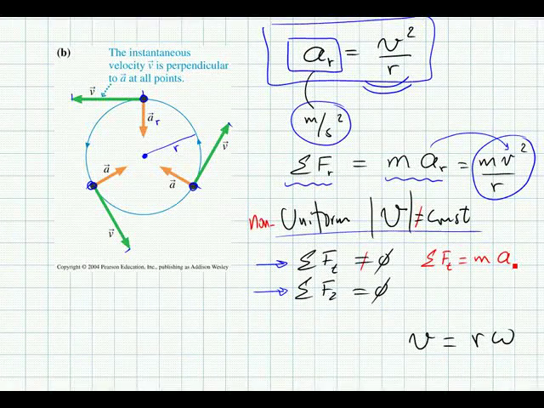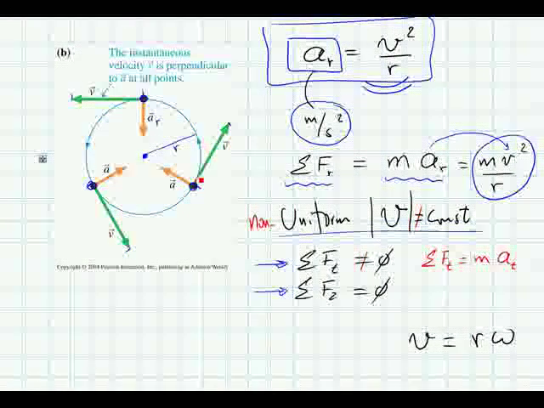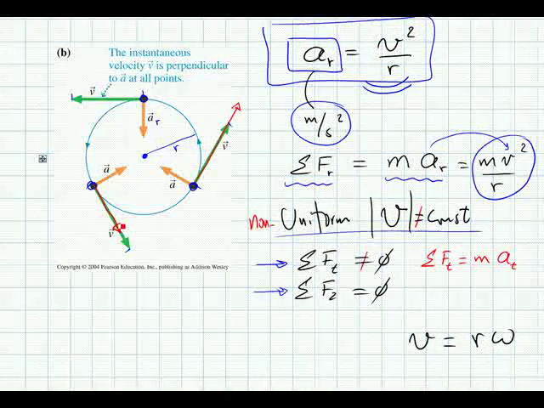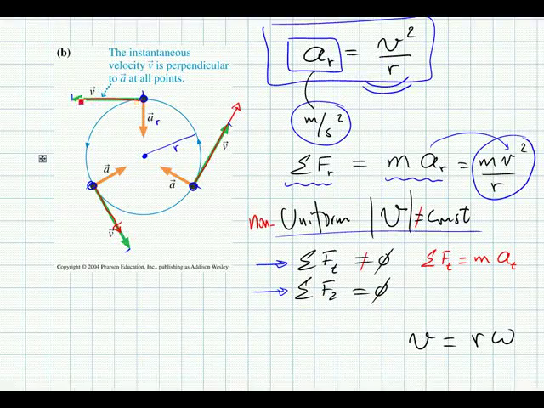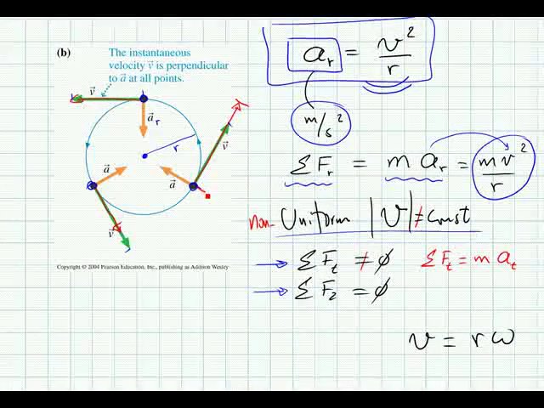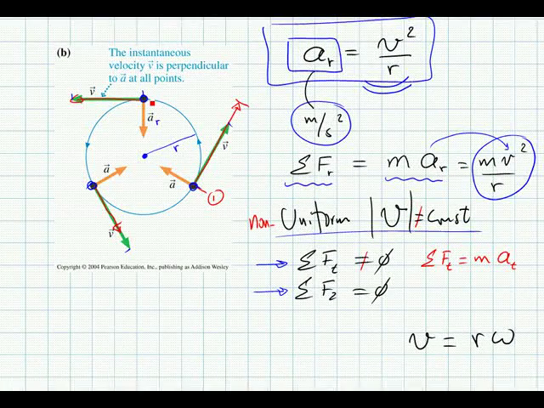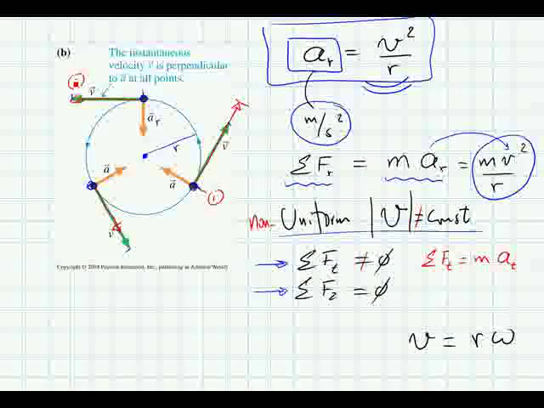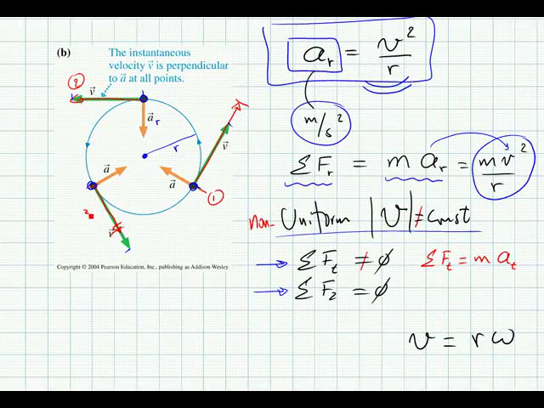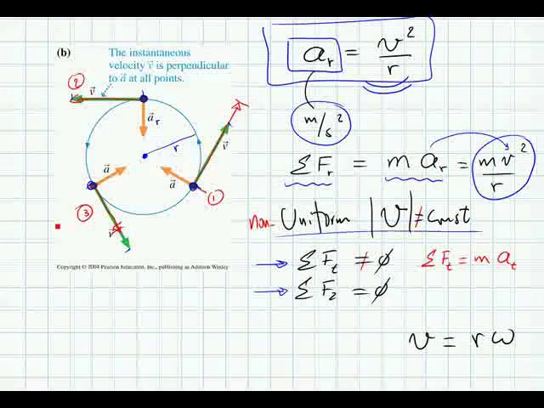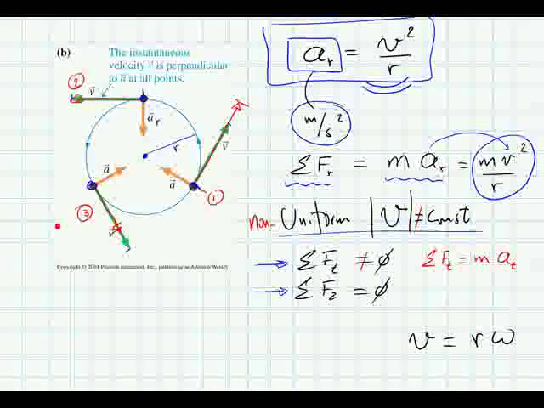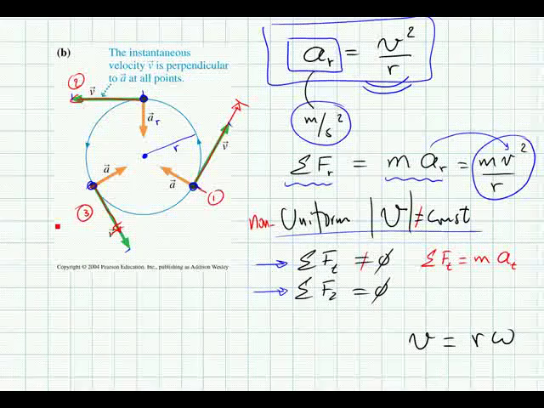Remember, non-uniform circular motion was one where the speed of the object varied with time. So here we have the speed of the object is large at position 1, less at position 2, and even less at position 3. So we go from big to small to smaller, going around the circle and then back again.